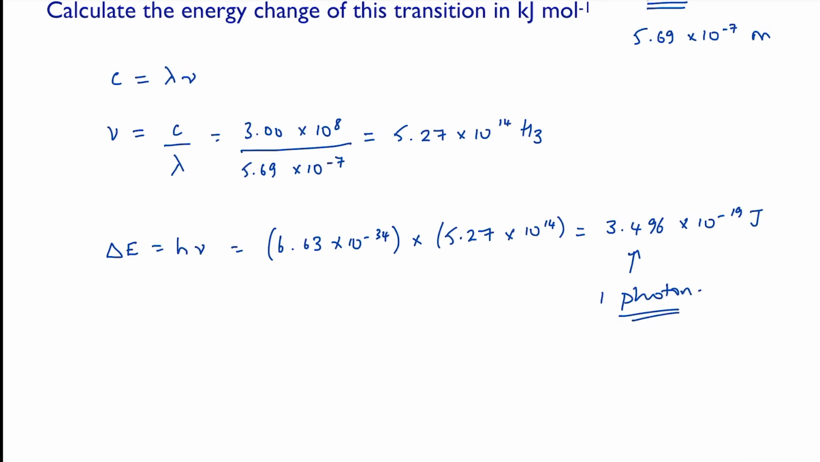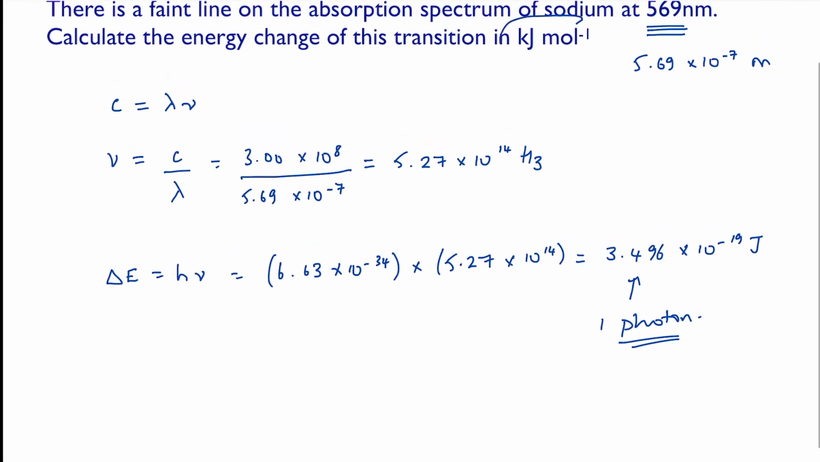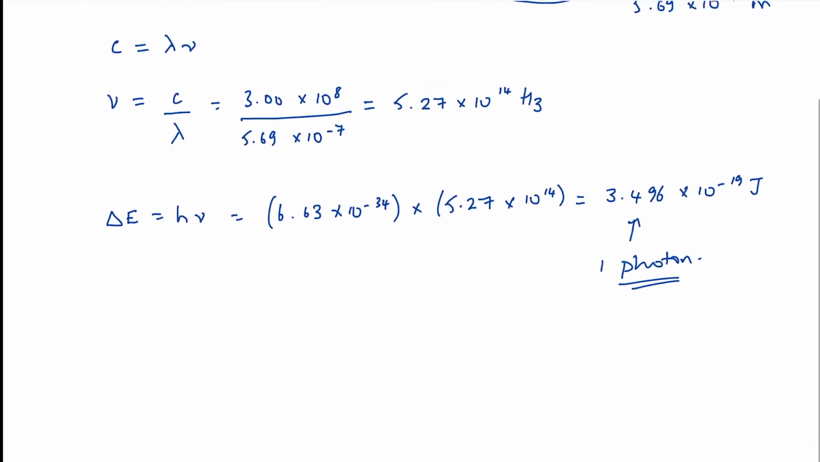But I don't want the energy for one photon. I've been asked for a mole, and I want it in kilojoules, not joules. So to convert it into a mole, I just need to multiply by Avogadro's number. Again, this will be given to you in your data booklet. So to convert to 1 mole, it's going to be 6 point, sorry, not 6.